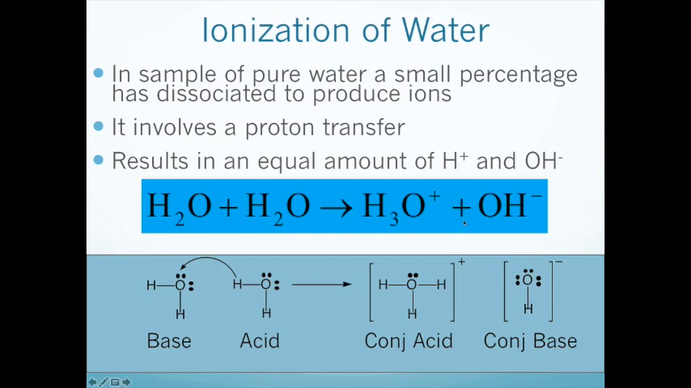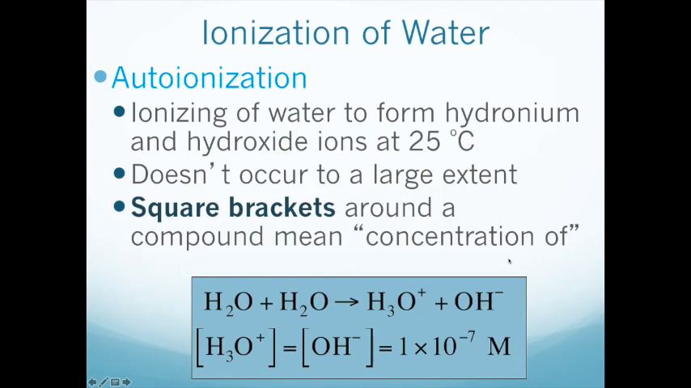So a small percentage of any sample of pure water will have these ions present, and they're always present in equal amounts. This is referred to as autoionization, and it's generally quantified at 25 degrees Celsius. It doesn't occur to a large extent, but it occurs just enough to establish a constant based on it.